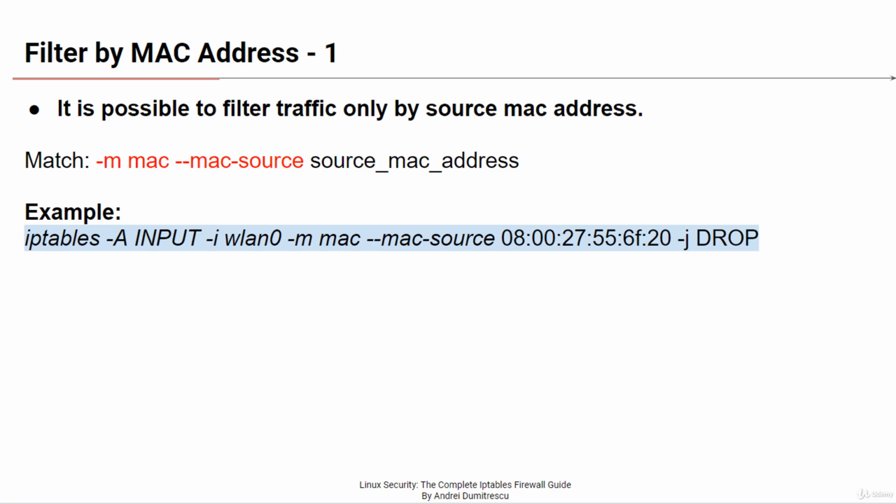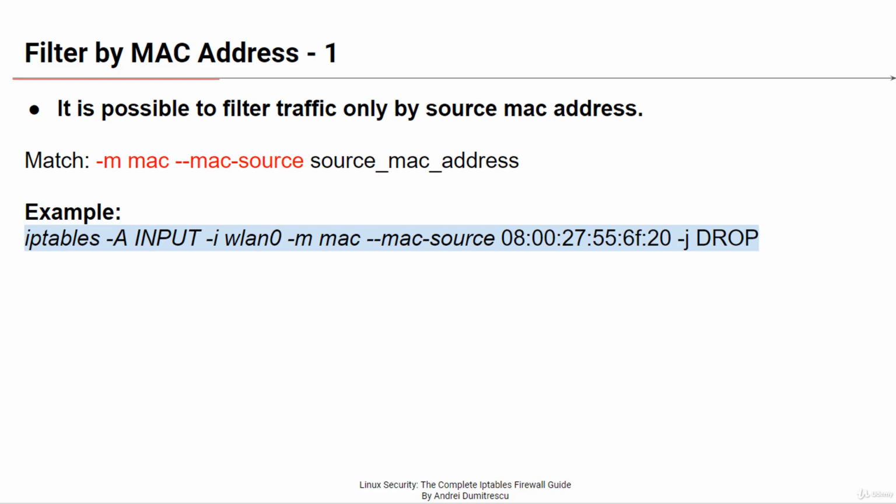Welcome back. If you want to match packets based on source MAC address, use the -m mac match option. Note that you can filter Ethernet or wireless traffic only by source MAC address and not by destination MAC address. This match could be very useful sometimes.